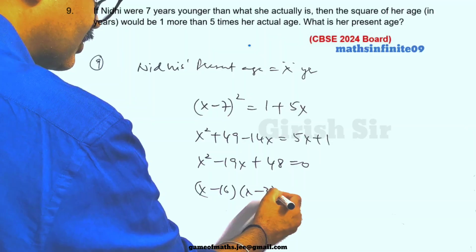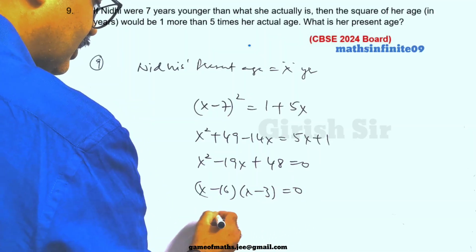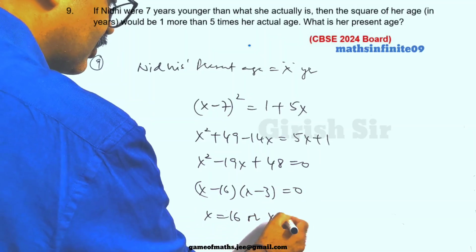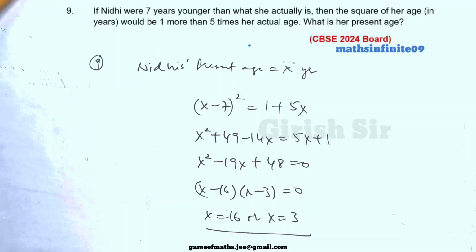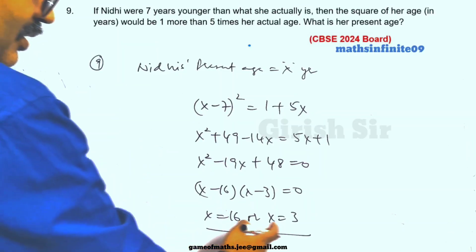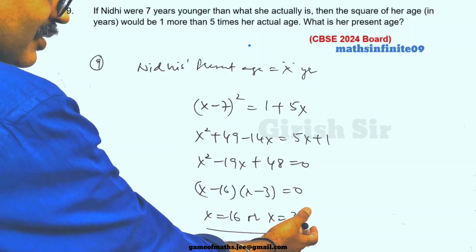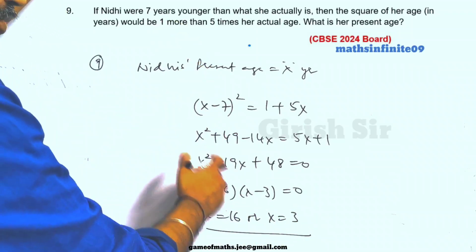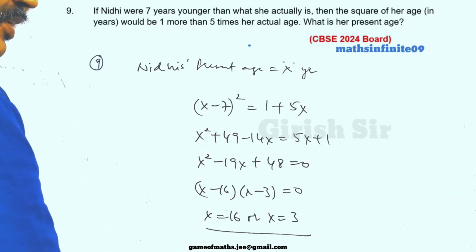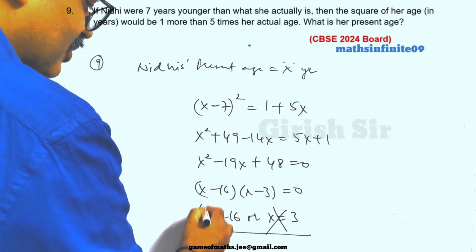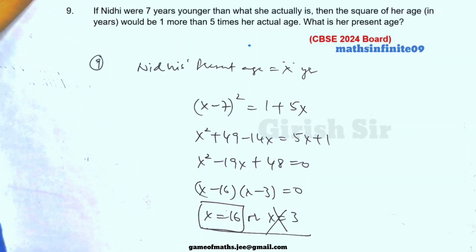We can make factors here. So that gives me two values. So we're getting two values of x, out of which the second value is not possible, because when x is taken as 3, then 7 years ago that age would be negative, hence we reject this value. So x equal to 16 would be the present age of Nidhi and the required answer for this question.